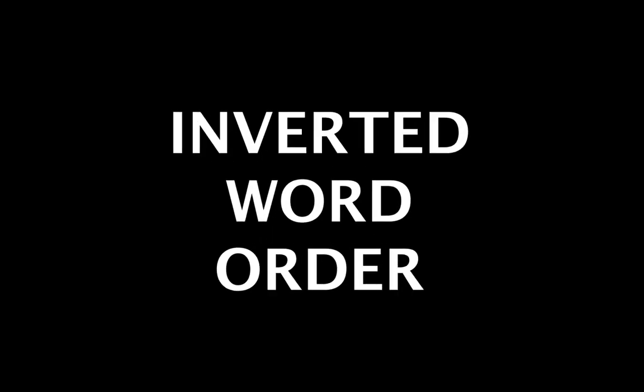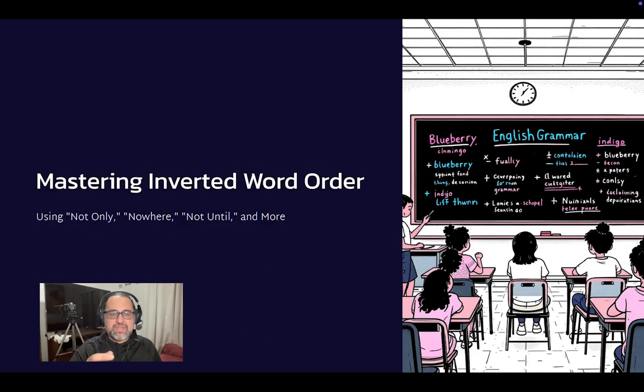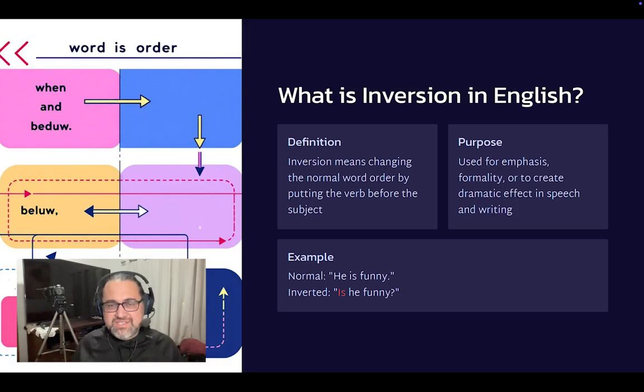Hello there. In this video, we're gonna talk about inversion, also called inverted word order. Important to say that inverted word order is commonly used with the expressions not only, nowhere, or not until. As the name says, inversion is about changing the standard word order of a typical sentence. Why would we do that? Well, we use it mostly for emphasis or formality.